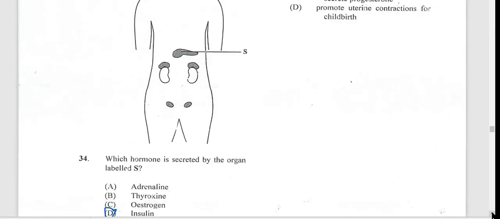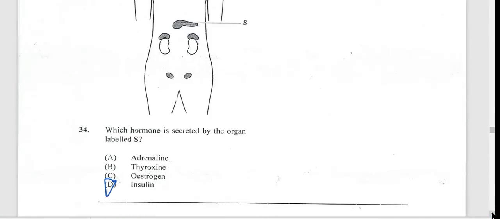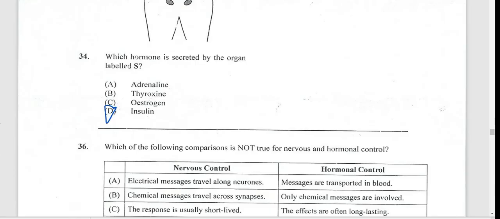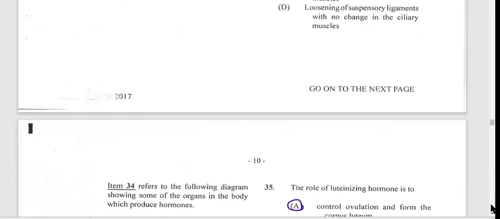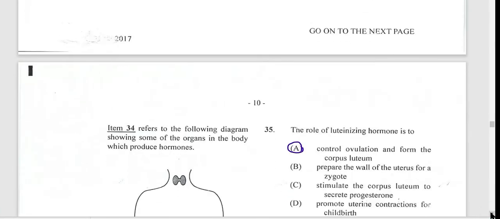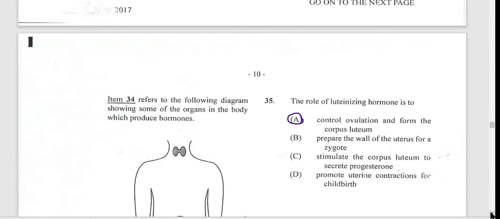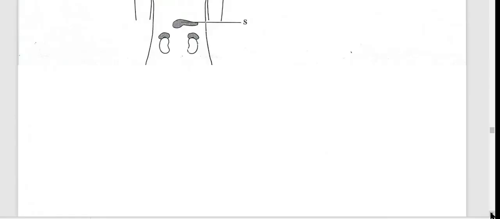And we have the ovaries. Our test is not sure which one is represented there. Which hormone is secreted by the organ labeled S? That's going to be insulin, and it is used to, of course, control blood sugar. So we move on over to question number 35. And question 35 wants to find out the role of the luteinizing hormone, and that is to control ovulation and form the corpus luteum. So A is going to be the answer for 35.